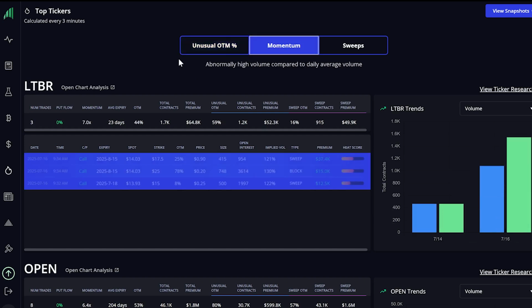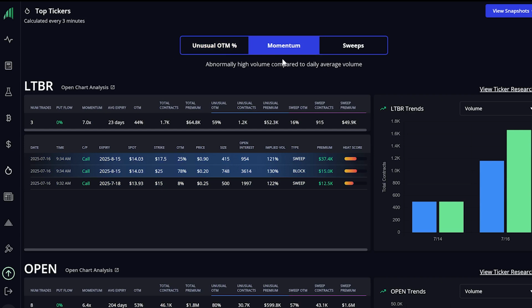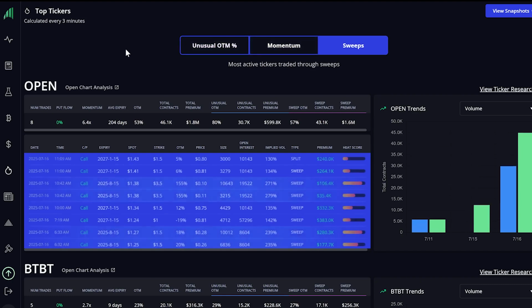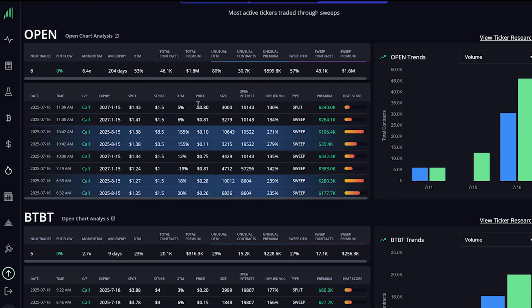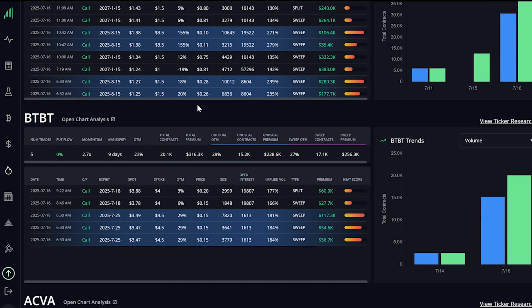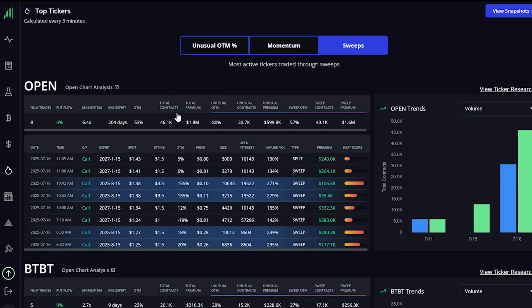You can look at tickers by momentum. These are abnormally high options trading volume, as well as sweeps. And it's just giving you more information about basically the tickers in those feeds or on the main dashboard. So this is a nice panel to have, but it doesn't feel like it's adding anything for me to Insider Finance.